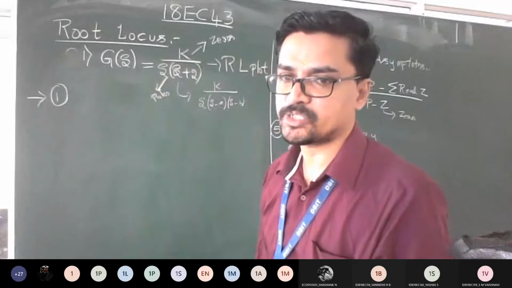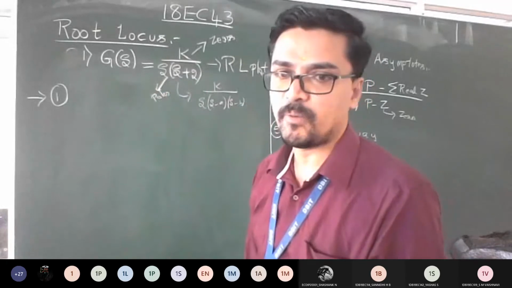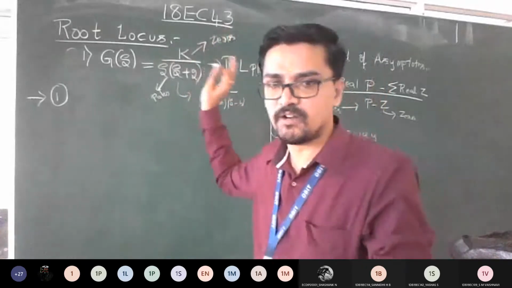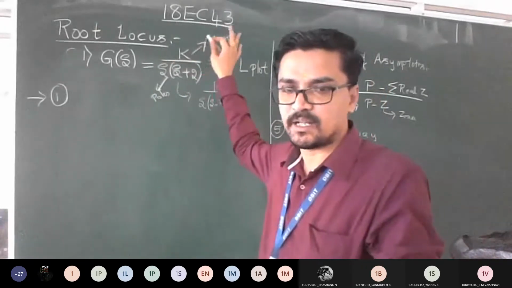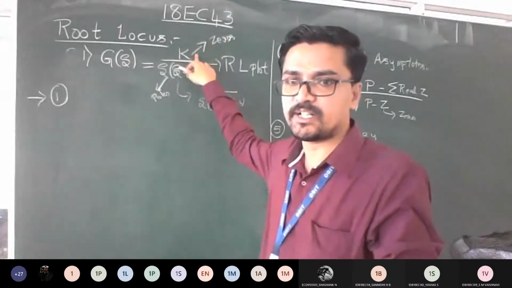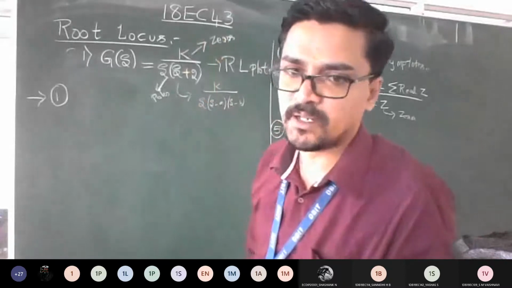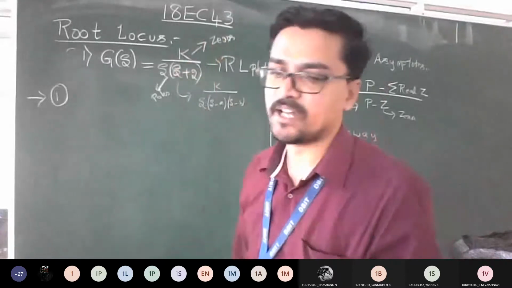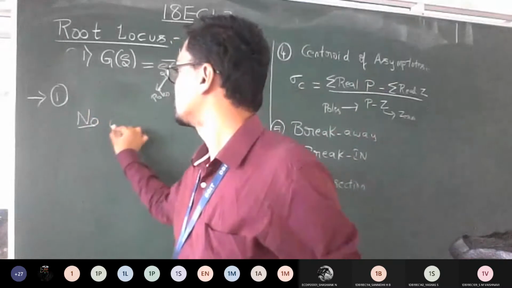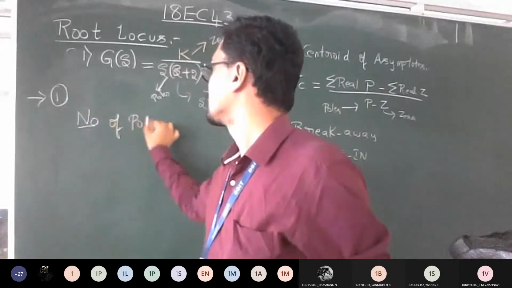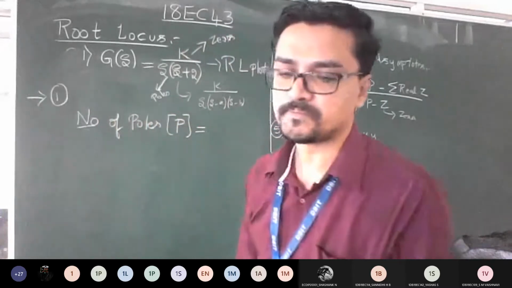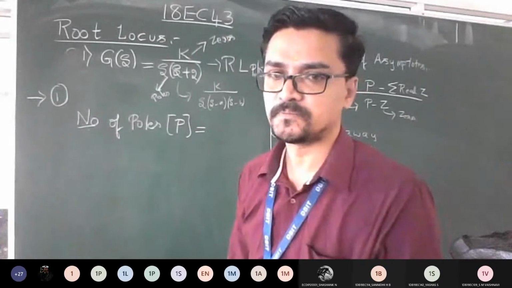So the first thing you need to check, step number 1, is the number of poles and the number of zeros. In this question, or any question in general, G(s) indicates the number of poles and zeros for you. With respect to the numerator, we concentrate only on zeros; with respect to the denominator, poles. So tell me the number of poles and zeros now. The number of poles is nothing but your P. How many poles do you have?